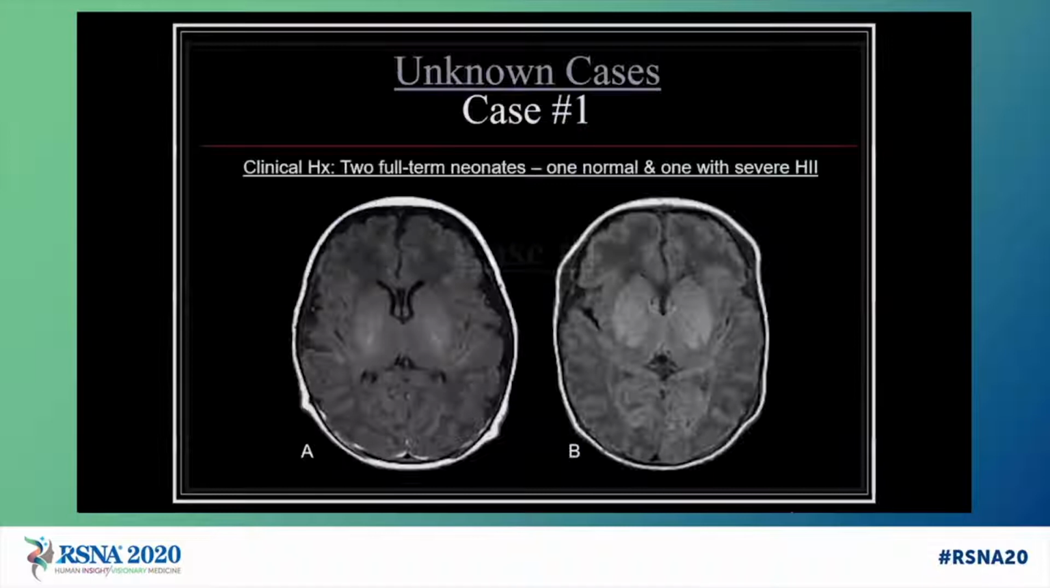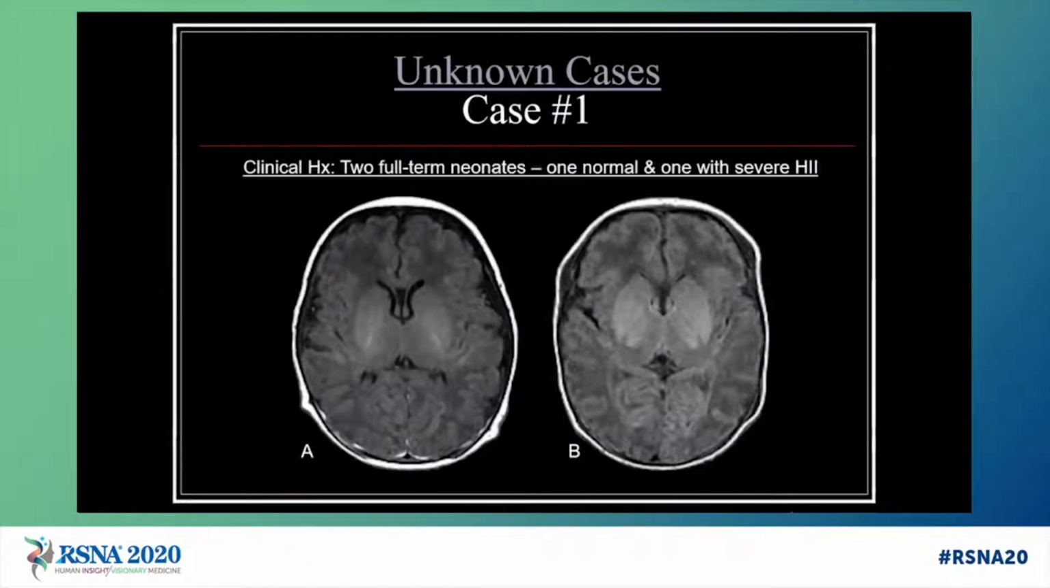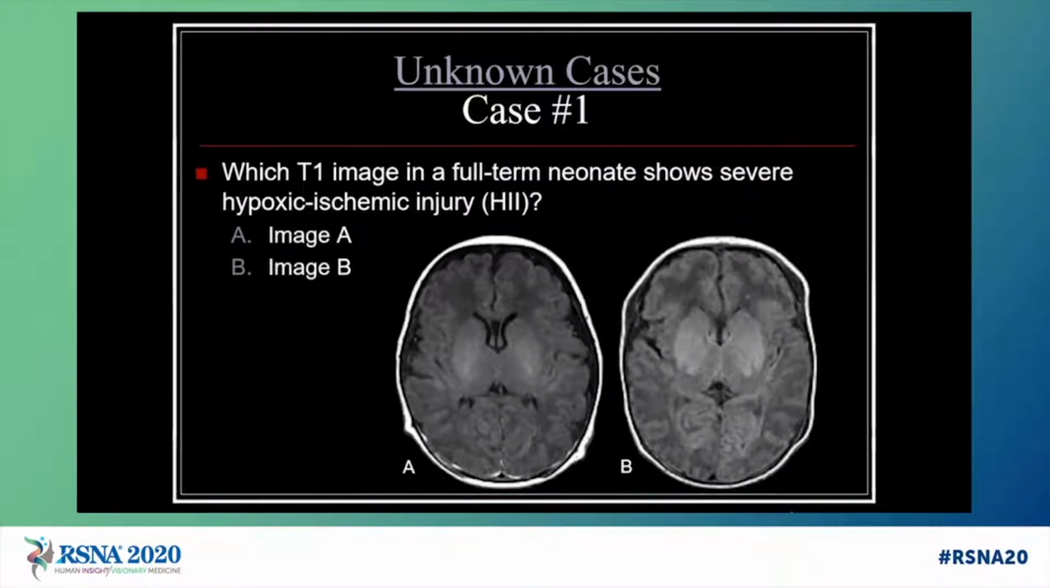So let's look at case number one. These are two full-term infants. We have T1 weighted images. One is normal and one has severe hypoxic ischemic injury. So our first question, which T1 image in a full-term neonate shows severe hypoxic ischemic injury? Is it image A or image B? And the answer is image B.